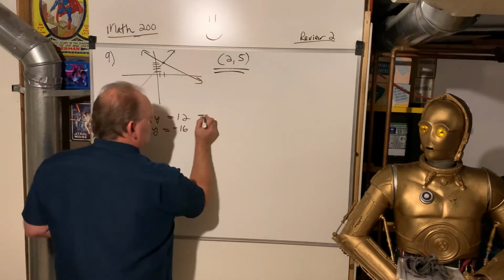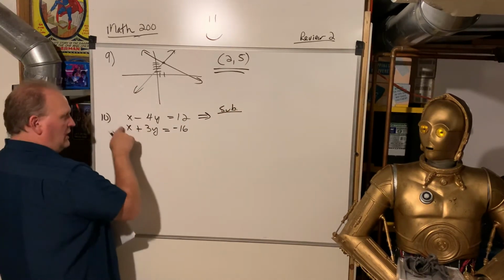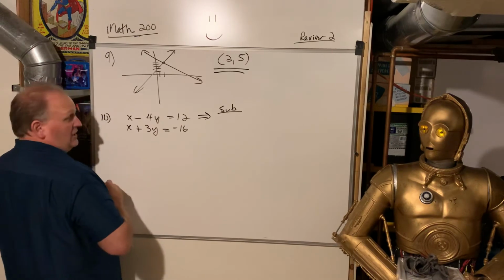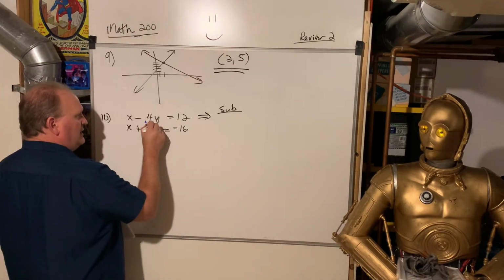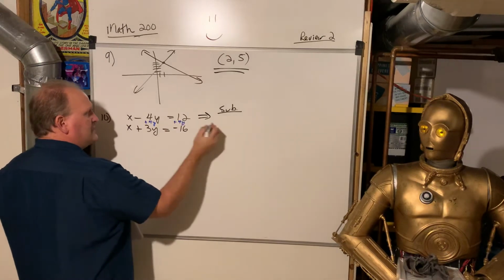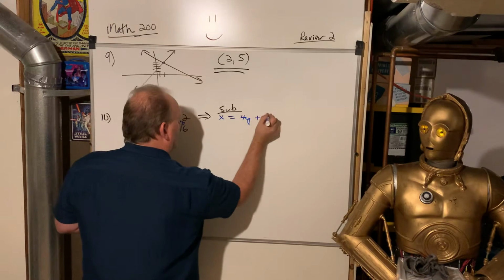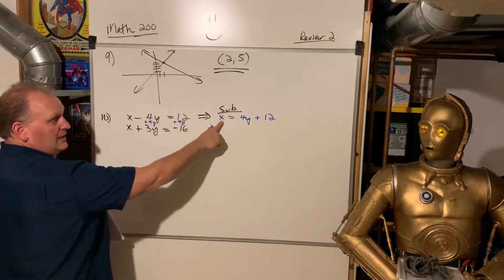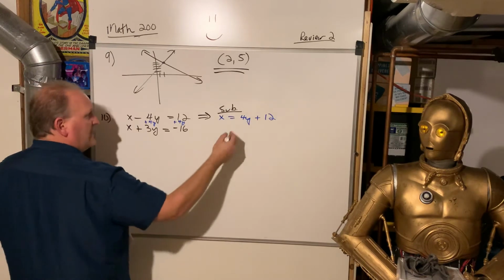What does substitution look like? Well, you solve for a variable. In this case, I would solve for x. You pick the easiest thing to solve for. x is super easy to solve for. So you add 4y to both sides, and you get x is equal to 4y plus 12. And it's already solved out, so I don't have to worry about dividing by anything. It's already solved for x.